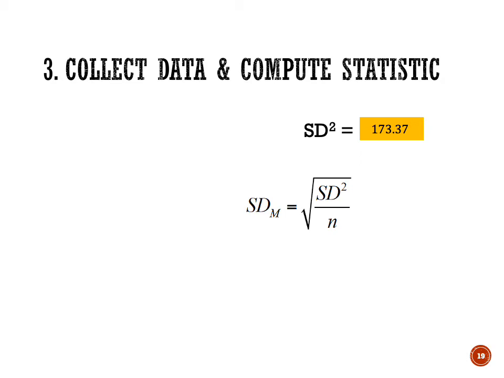Now we're ready to calculate the standard error, and we just have to plug it into our equation here. So we know that our sample size is 6 students, so we're getting the square root of 173.37 divided by 6. So if we do what's under that square root, we have 28.9, and the square root of that is 5.38.